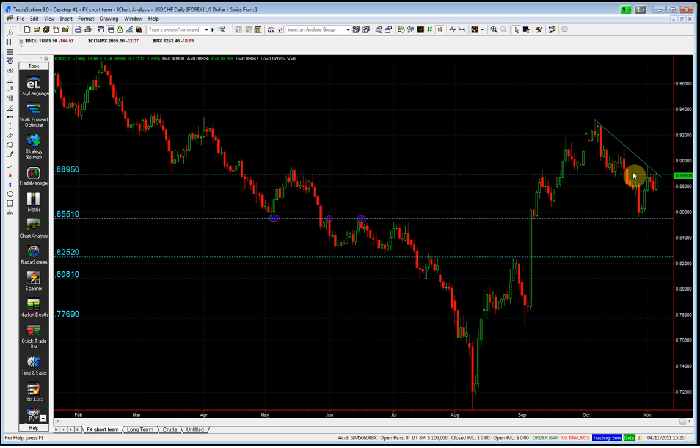Structural short is not evident until we break this low here. That's going to be the nearest structural short point, indicated by this blue line here, 85.51. So the structural short is 85.51.